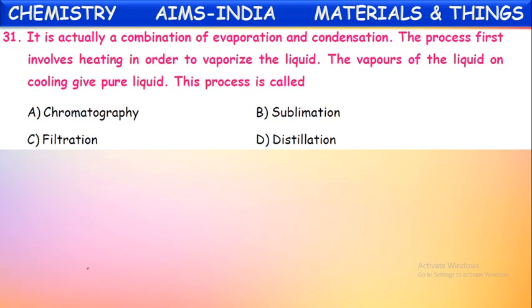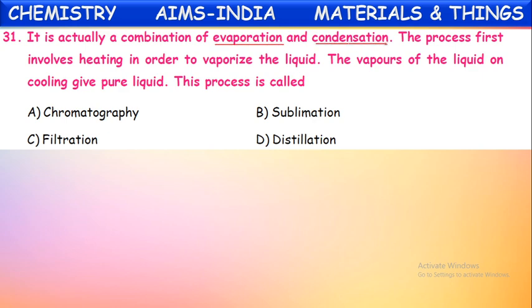Next, it is actually a combination of evaporation and condensation. The process first involves heating in order to vaporize the liquid. The vapors of the liquid on cooling give pure liquid. What is this process called? Two processes, evaporation and condensation, are involved.